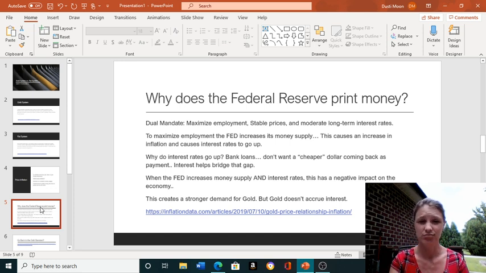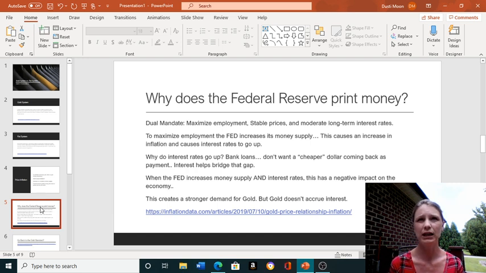Bank loans. If a bank loans somebody money, they have to pay it back, and there's usually a small interest rate, right? That is mainly for the purpose of borrowing the money. But when interest rates go up, it's because the bank doesn't want to lose the value of the money, of the dollar.